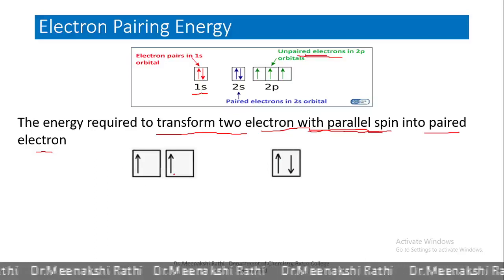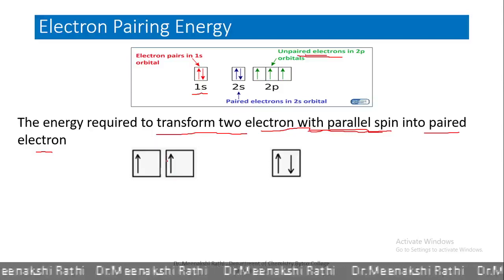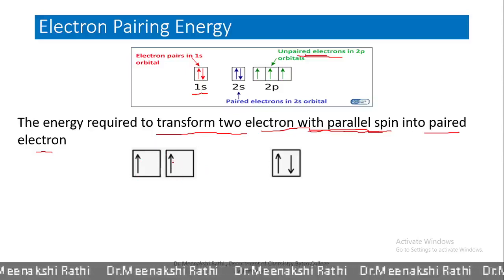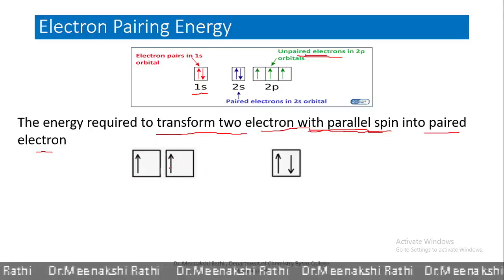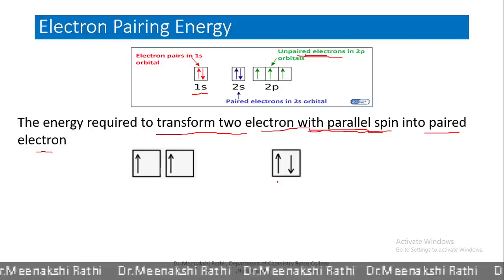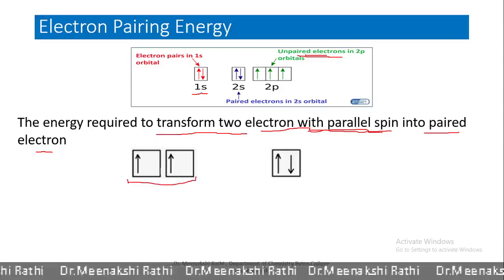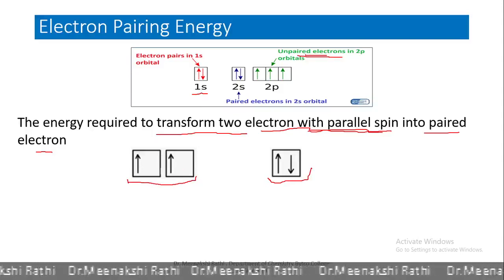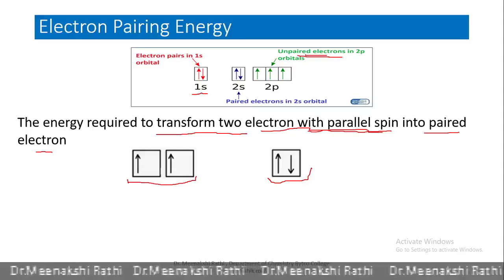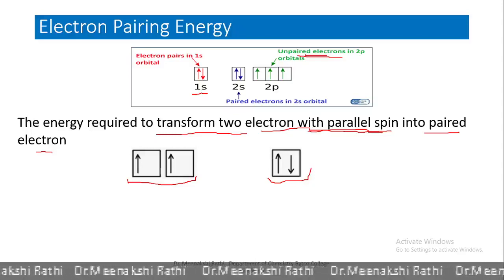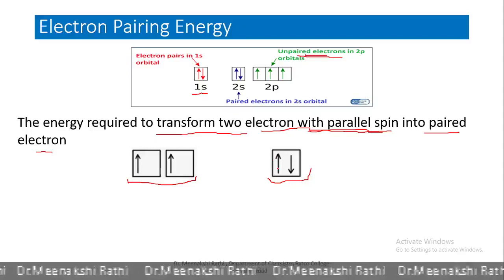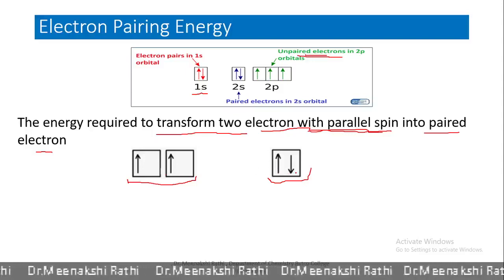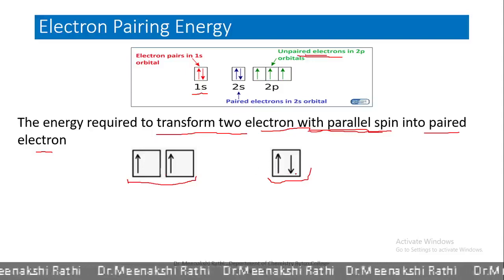Here, these two electrons are unpaired. They are with parallel spin, and some energy is required to pair these two electrons. When these electrons get paired, initially they were in different orbitals, but now they will occupy one orbital, and they will have anti-parallel spin. Here the electrons are with parallel spin. Here the electrons are cancelling each other's spin.